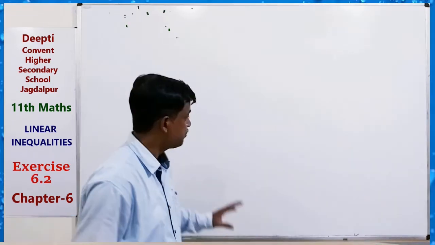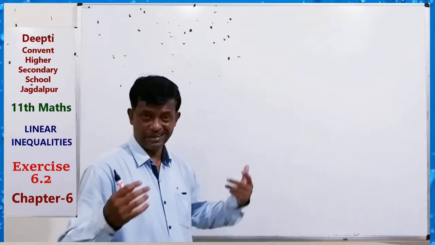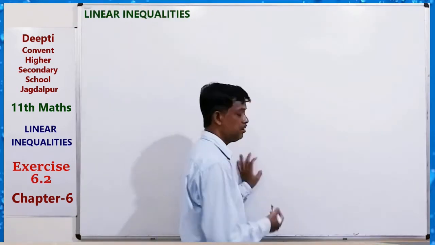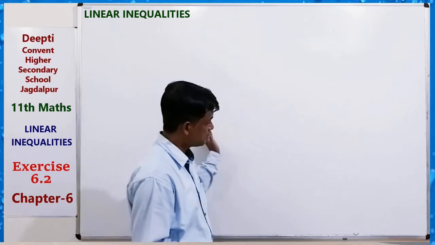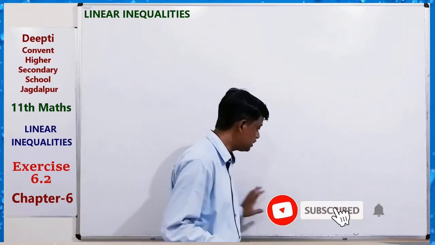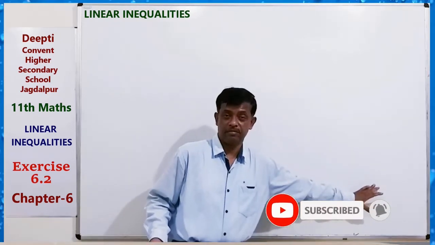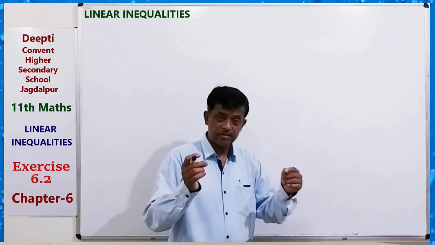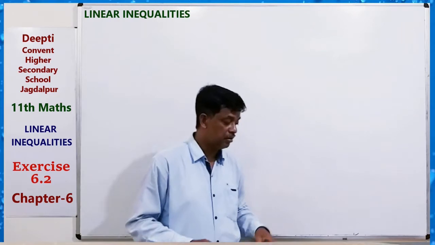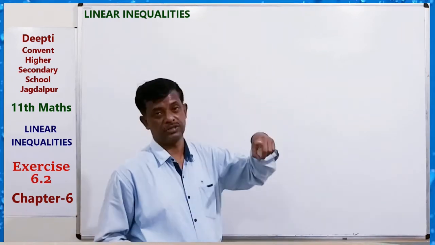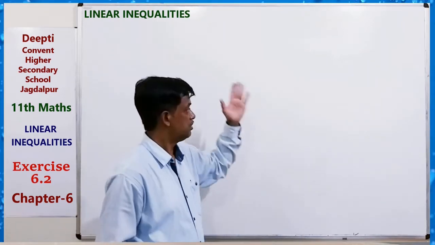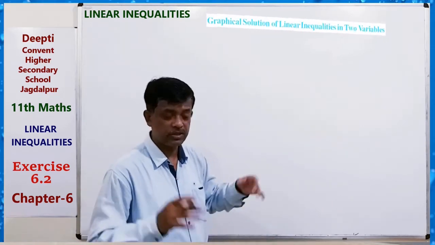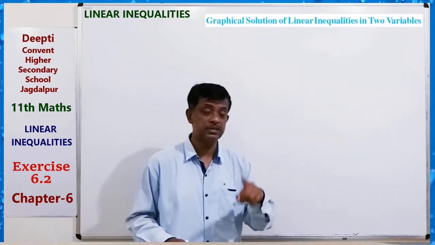If we have linear inequalities in one variable, we can solve them and also graphically represent them on a single real number line. That was for inequalities in a single variable. Now we will discuss the graphical solution of linear inequalities in two variables.